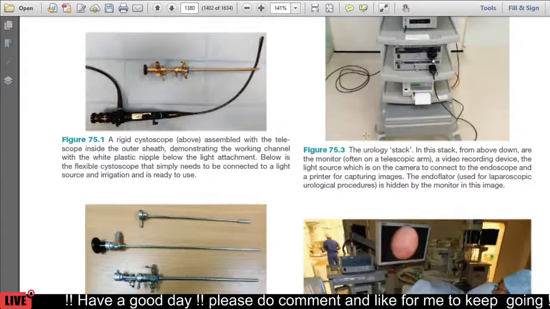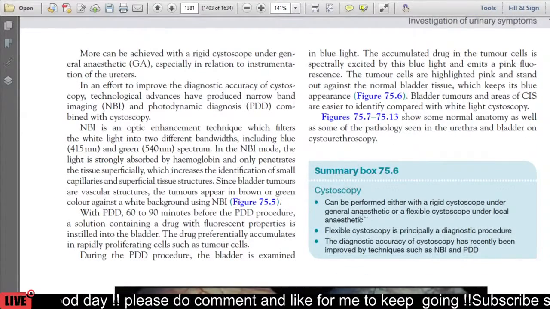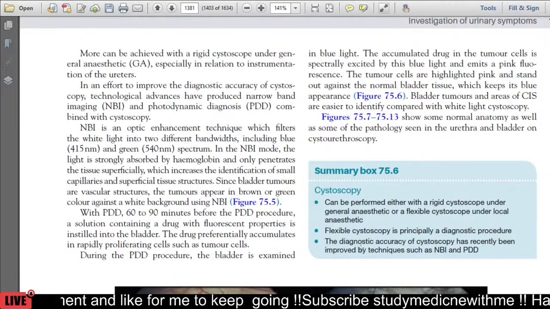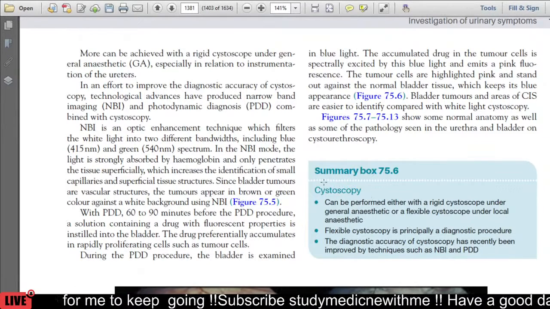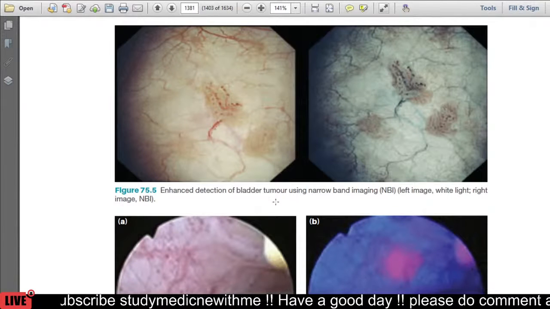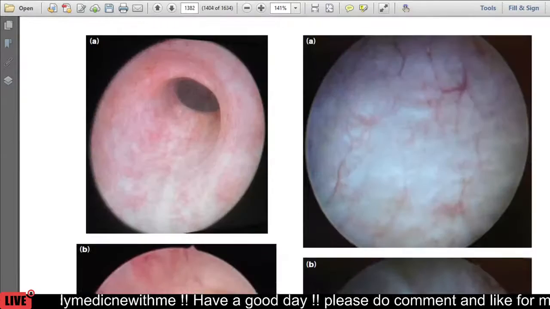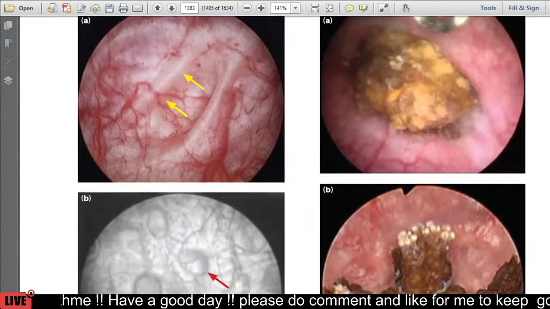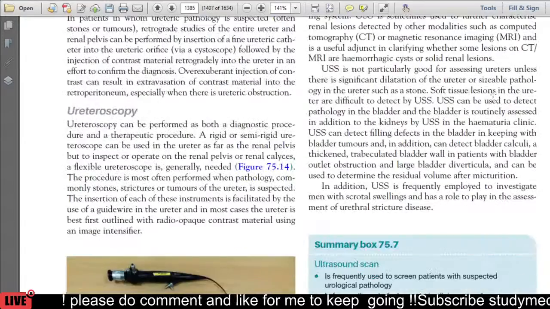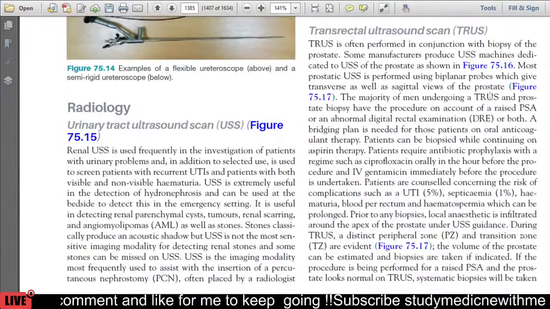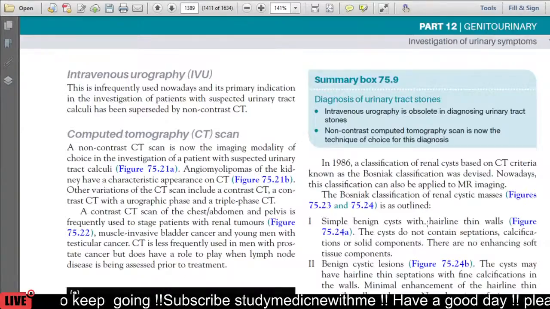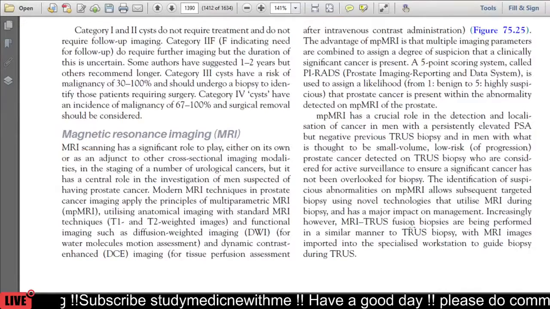Endoscopy. Cystoscopy. This is a cystoscope. Enhanced detection of bladder tumor using narrow band imaging. Oh my god, there are a lot of these.